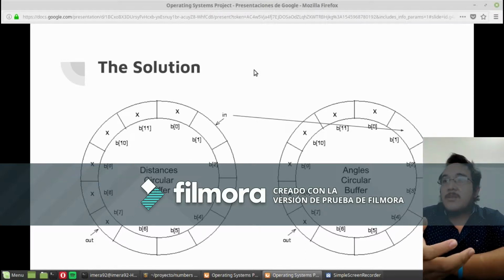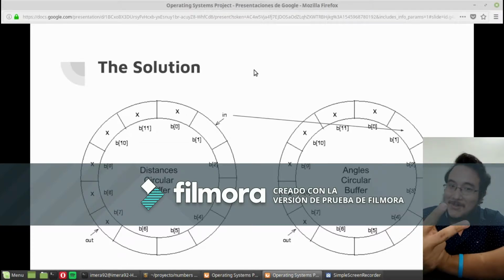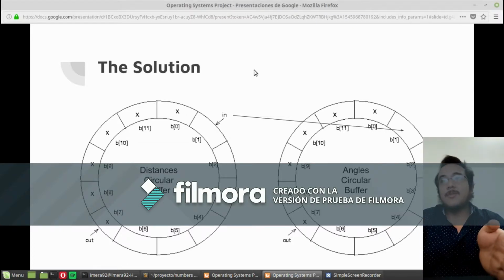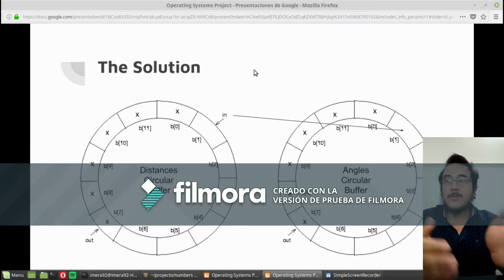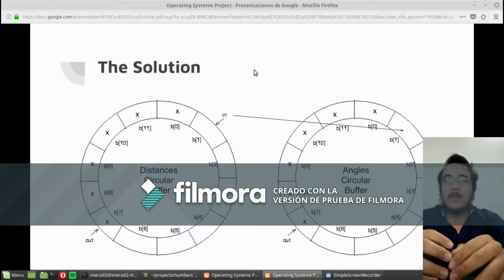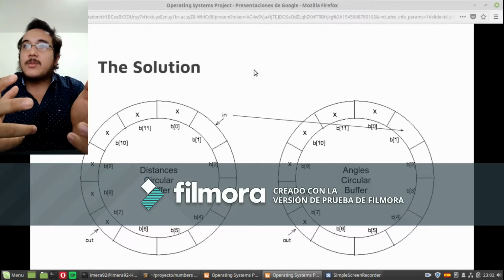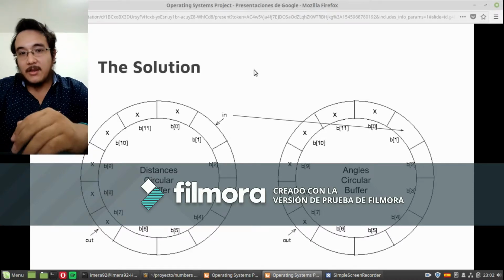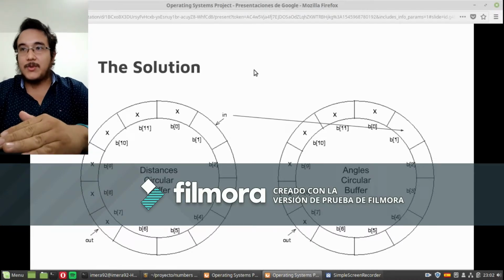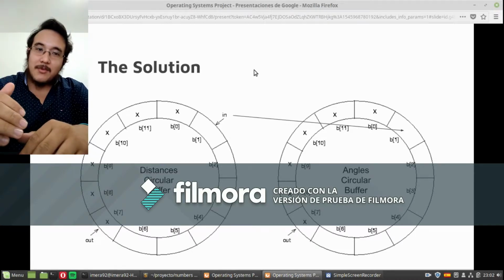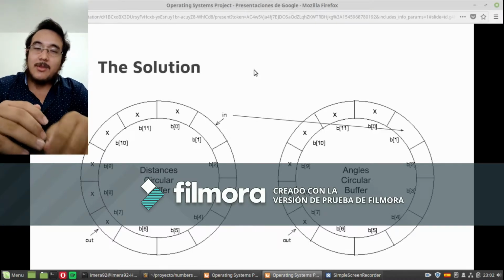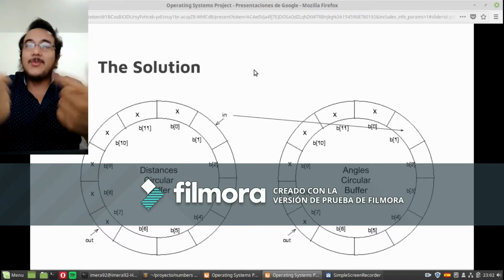So my solution uses circular buffers. Should I say two circular buffers? One buffer for storing distances and the other for storing angles. And I would use two indexes. One index for the thread that's going to write the data into the buffers, and one index that all the other threads are going to use to read from these buffers.